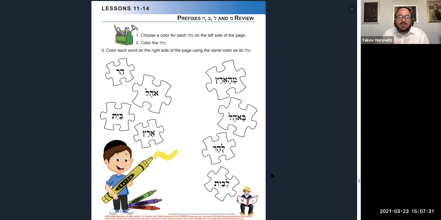So here's a very quick review of the prefixes that we did before. Follow the cursor on top. You can see we have mem, lamed, beis, and heh prefixes that we did so far. Again, there aren't so many of these, so once you master them, you can do it on your own.